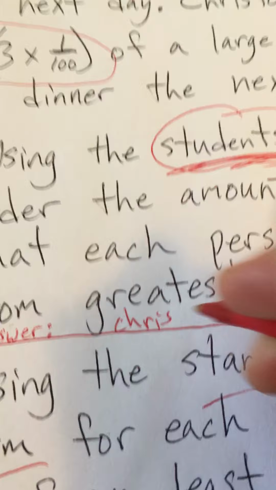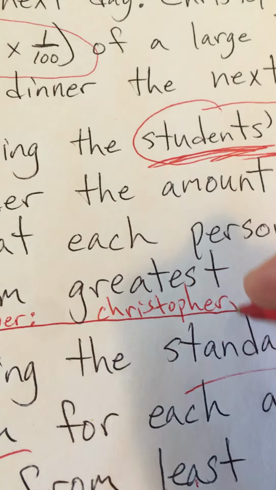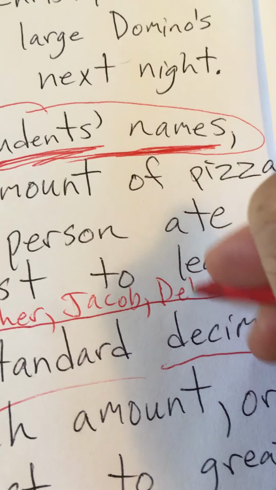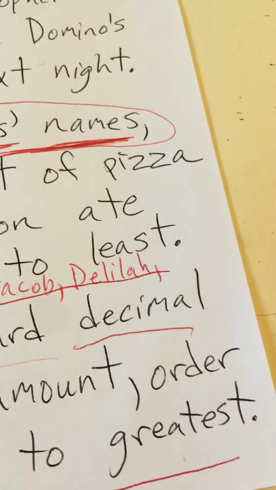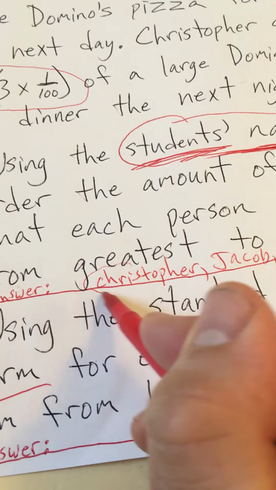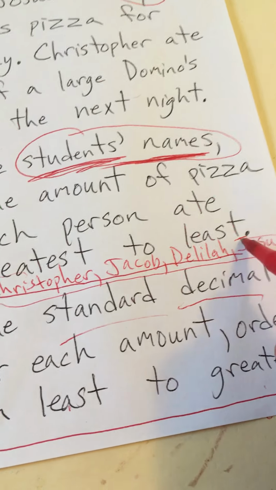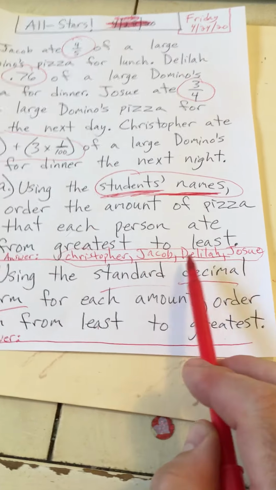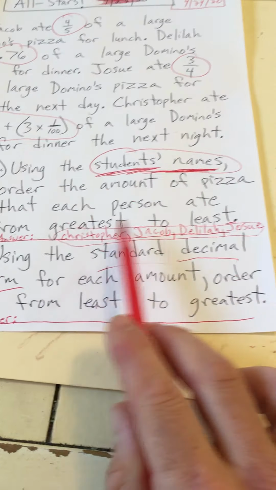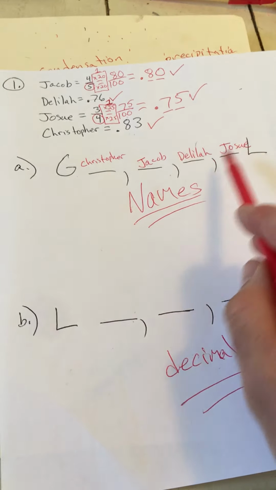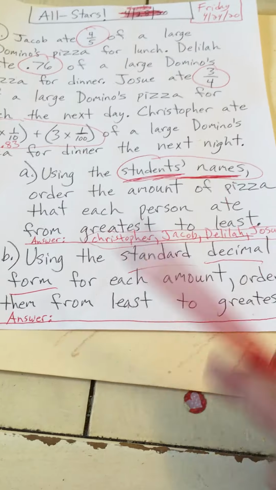Christopher, I'll rewrite him over here. And then we have Jacob. Then we have Delilah. And then we have Josue. And that's my final answer from greatest to least using their names. So be really careful. If you put a fraction or a decimal here, your answer would be marked wrong because it tells you to use the students' names from greatest to least. We did that. I used a few strategies to make sure that I did all of what it asked me to do. Christopher, Jacob, Delilah, and Josue from greatest to least.